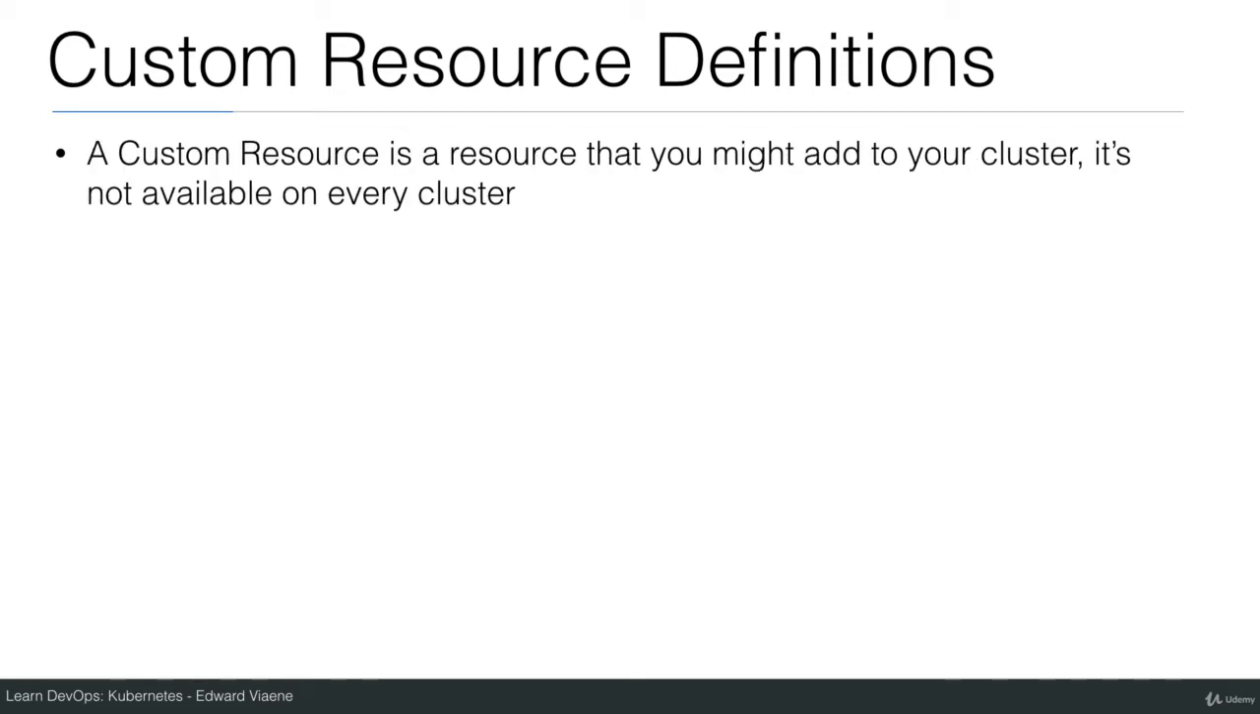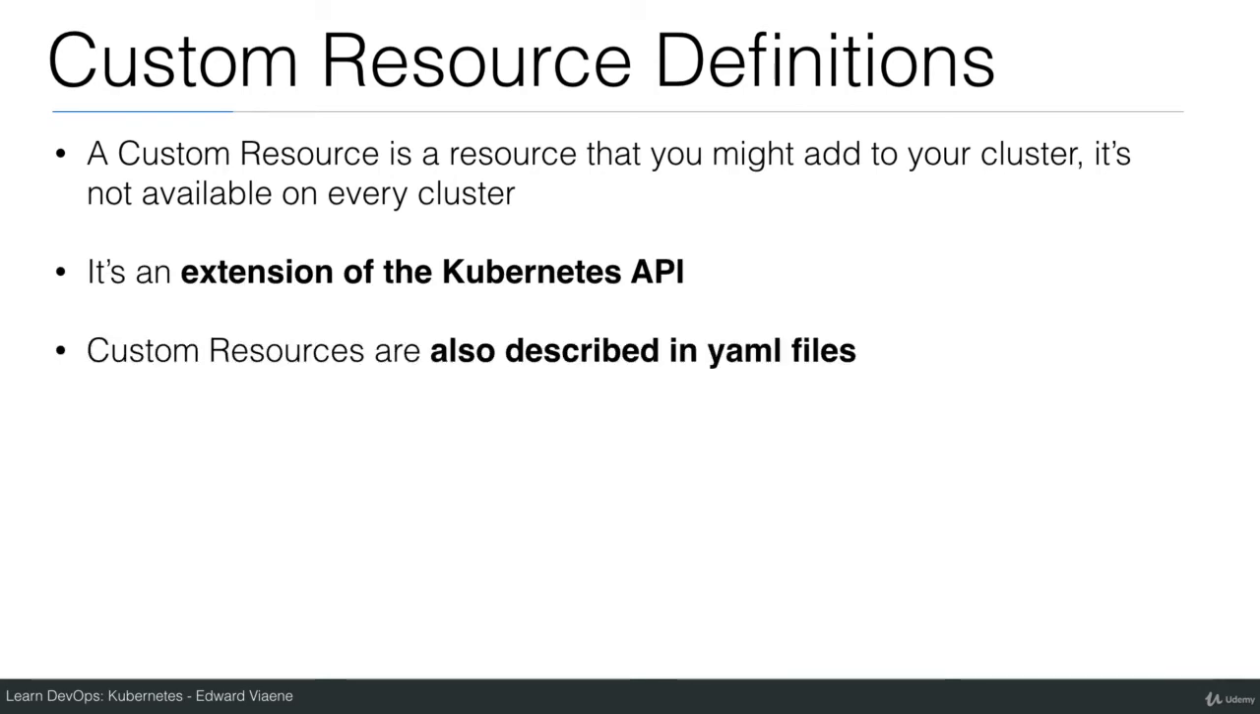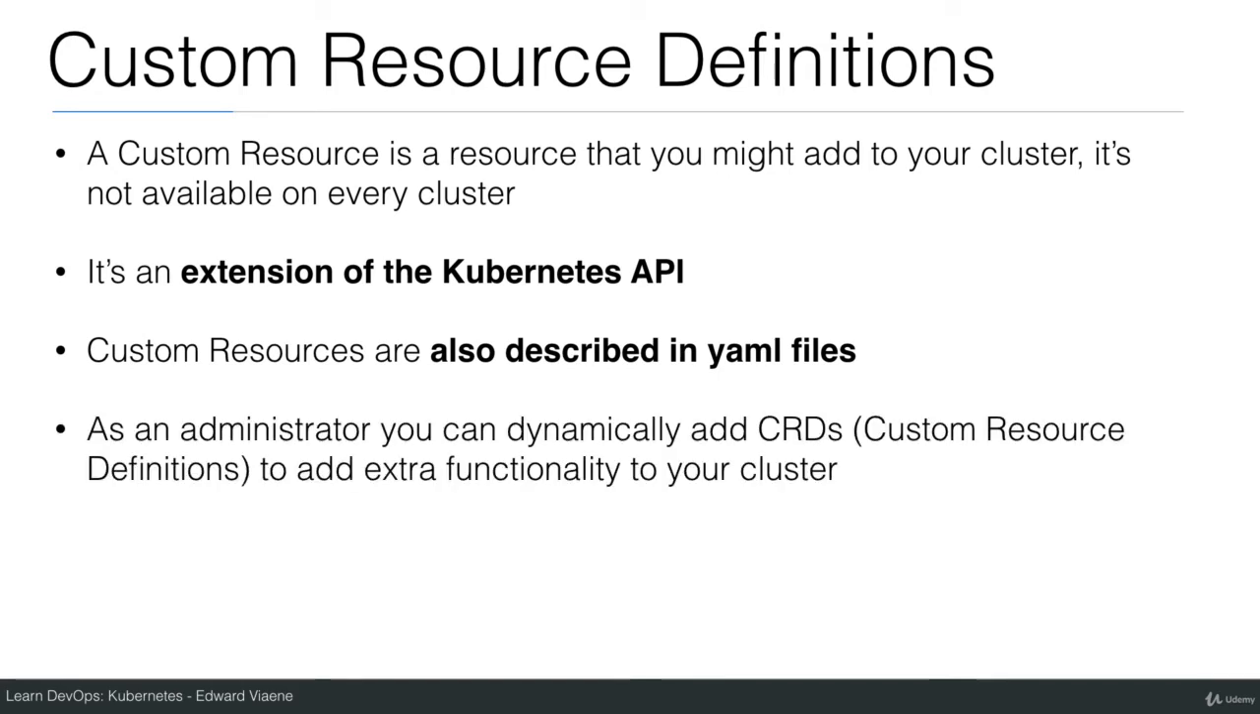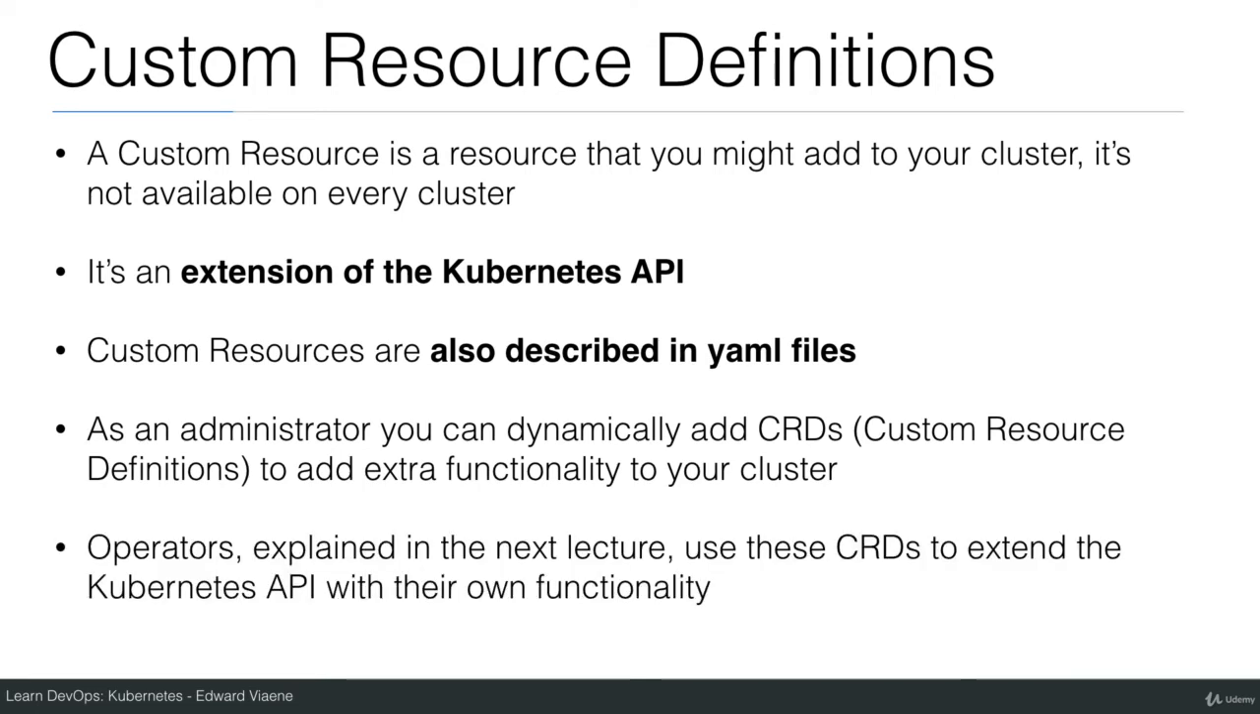A custom resource is a resource that you might add to your cluster. It's not available on every cluster. It's an extension of the Kubernetes API. Custom resources are also described in YAML files. As an administrator, you can dynamically add CRDs, the custom resource definitions, to add extra functionality to your cluster. Operators explained in the next lecture use these CRDs to extend the Kubernetes API with their own functionality.